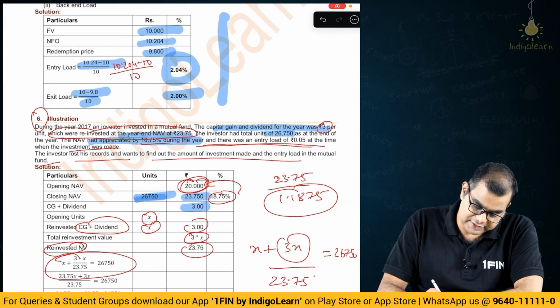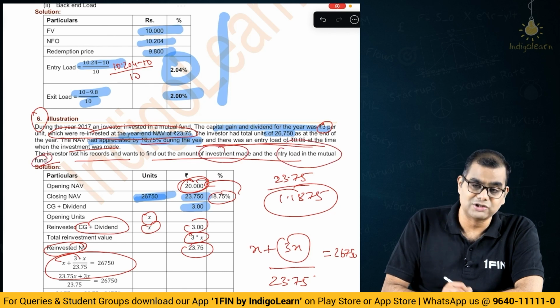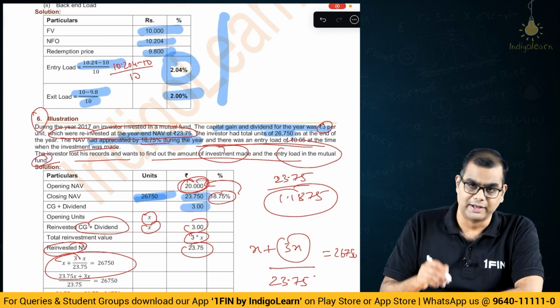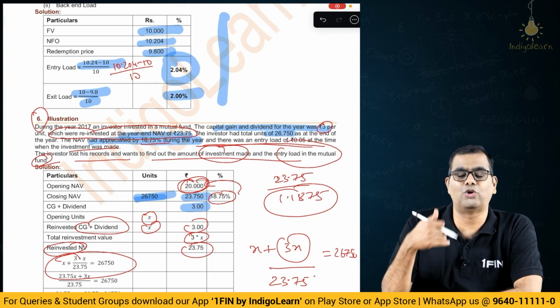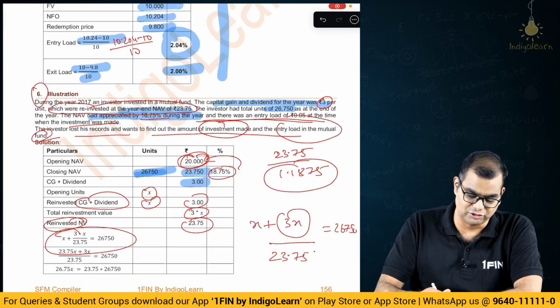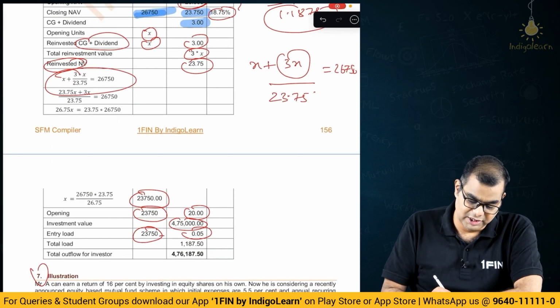There was an entry load of 0.05 at that time, when the investor lost his records and wants to find out the amount of investment made and the entry load in the mutual fund. So, they want you to give the absolute value of entry load, because they themselves have already given you 0.05 as the entry load. There's no point quoting that 0.05 number back in the solution. So you have to give the actual amount of entry load that was paid.